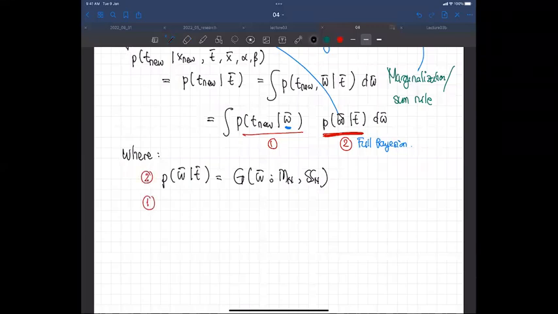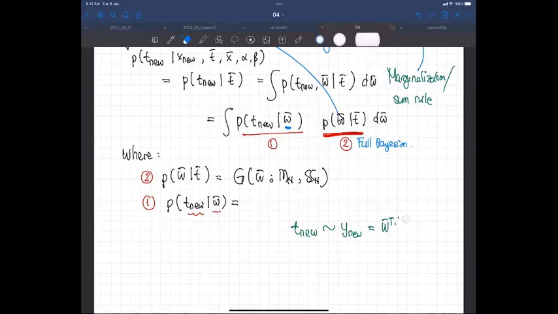So for number 1, we have P of T nu given W bar. So what is the correlation between T nu and W bar? T nu has to be as close as possible to W bar, but in this case it will be represented by Y nu. Right? Remember, Y nu is the curve, and the curve has to be as close as possible to T nu. And Y nu equals what? W transpose multiplied by H nu bar. But we don't like H nu. Remember, it's a polynomial function. We don't like polynomial function. We have to change that into phi nu.